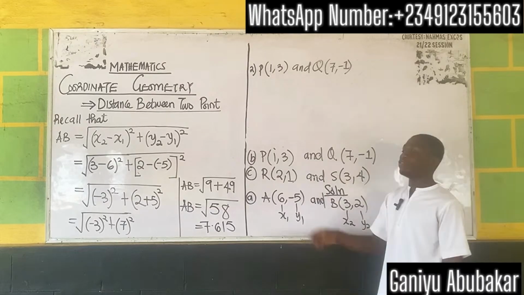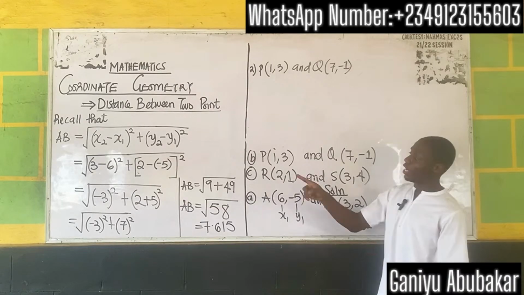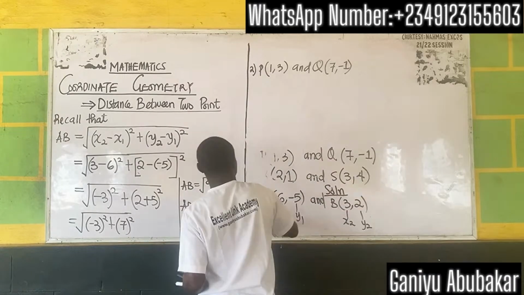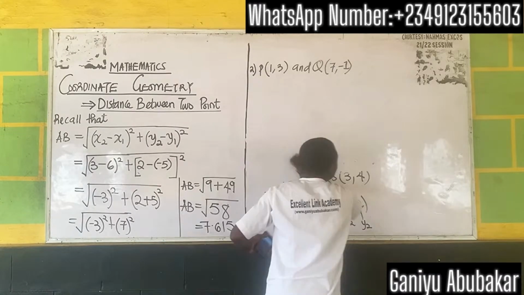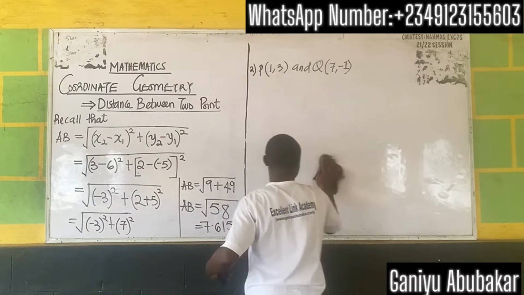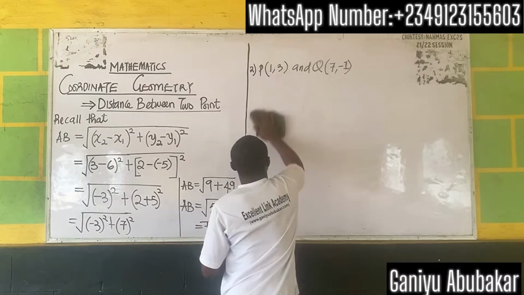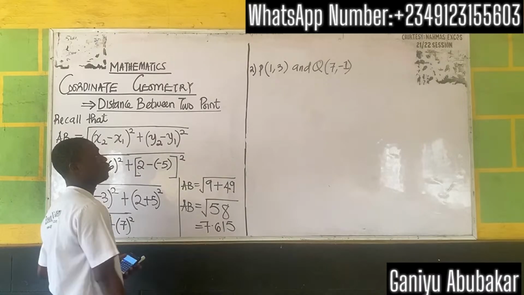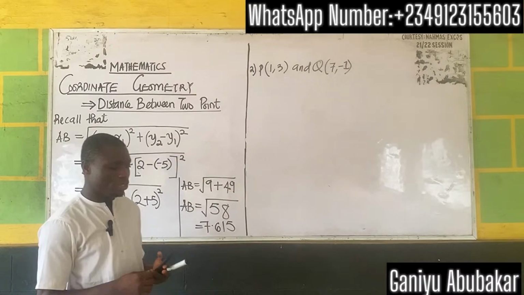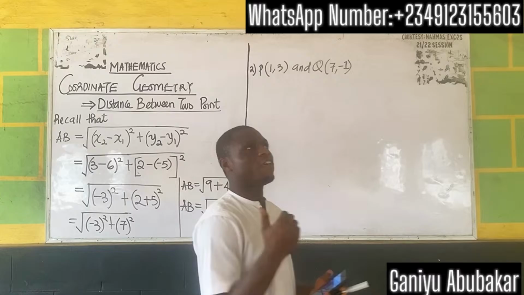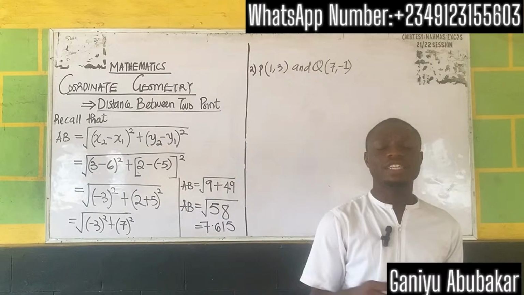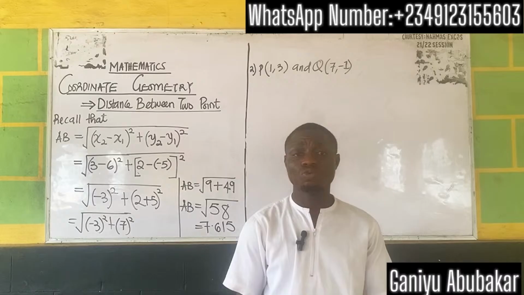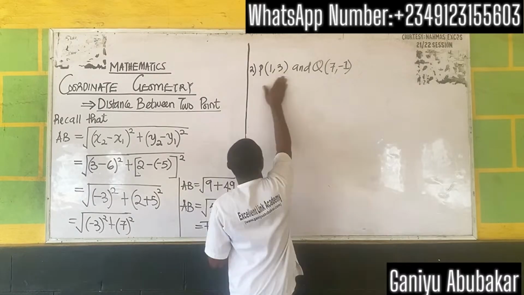So I'll do B for you. I've done A, I'll do B for you. All right. So we're having these 2 points, P and Q. We are asked to find the distance between them. We said when it comes to finding the distance between 2 points, your first task is to check which one is x1, which one is x2, which one is y1, which one is y2. Of course, we said the first one that comes here gives you x1, y1.